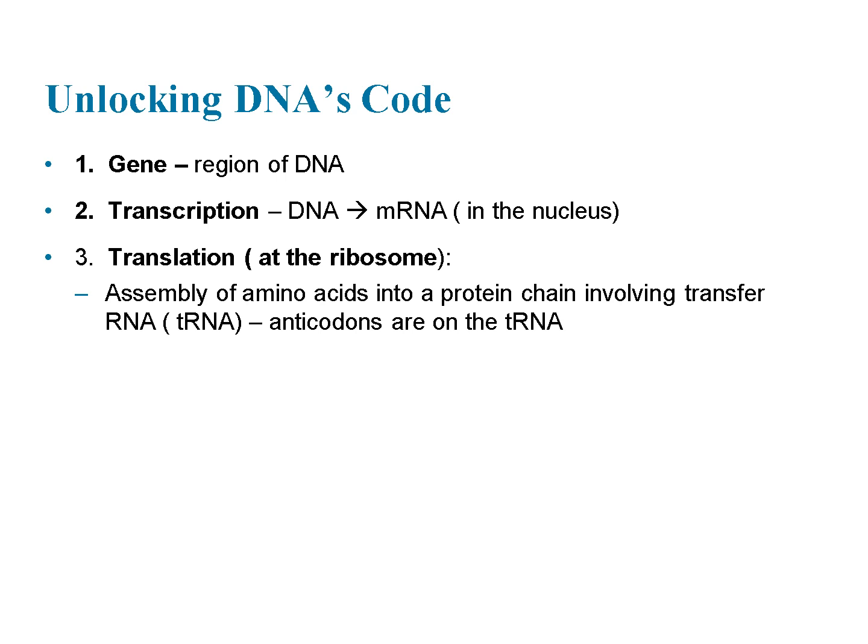Last, we have translation. Once the mRNA exits the nucleus, it heads to a ribosome, the site of protein synthesis. Here, amino acids are assembled into a protein chain in the order dictated by the mRNA sequence. This process involves transfer RNA, tRNA, which brings amino acids to the ribosome. Each tRNA has an anticodon, a sequence complementary to a codon on the mRNA, ensuring the correct amino acids are added to the growing protein chain.